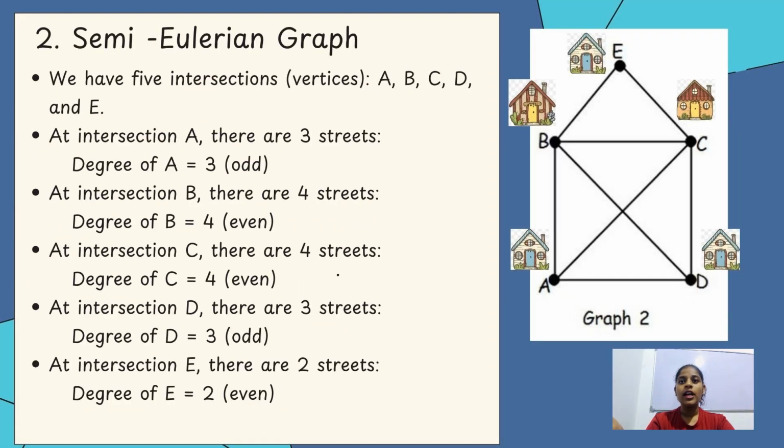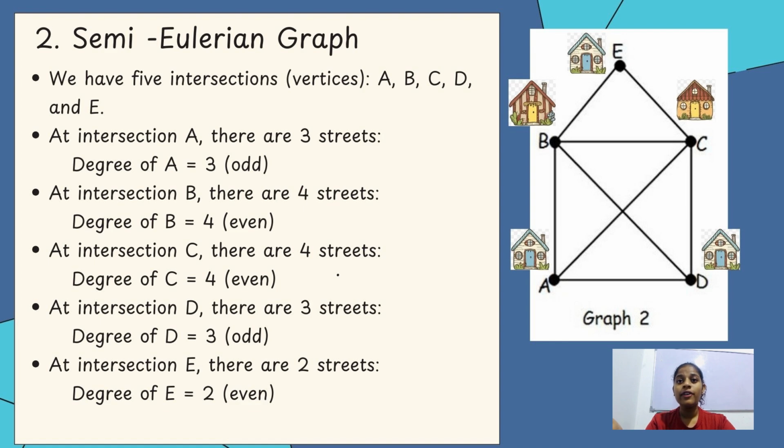Semi-Eulerian graph. If exactly two vertices have an odd degree, the graph has an Eulerian path, a path covering each edge once but not necessarily returning to the starting point. That is what we call a semi-Eulerian graph. Look at this map that our postman got.